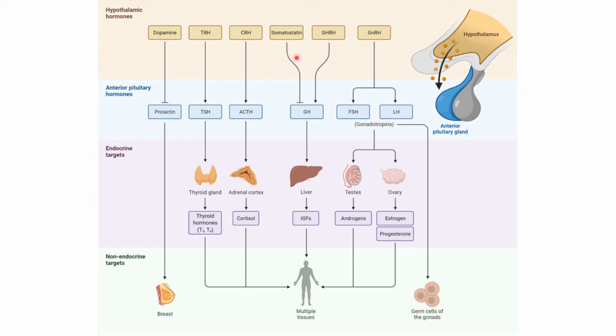Then there is the somatostatin, and the growth hormone releasing hormone. So there are the inhibitory and stimulatory effects, and it causes the release of the growth hormone. It has multiple effects as well on the liver, which releases IGFs. And finally, we have the gonadotropin releasing hormone, which has effects with the FSH and LH. They are the gonadotropins, and they have effects on the testis and the ovary, and so the androgens, estrogen and progesterone.